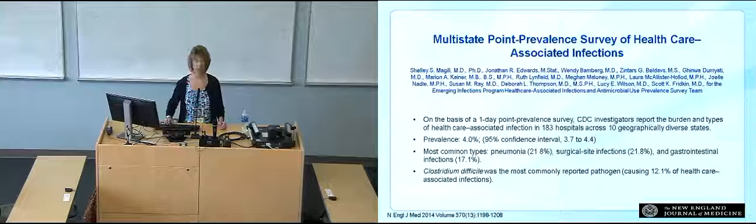And then this is one of those point prevalence surveys, and these tend to get a lot of attention. So this was a one-day point prevalence survey going into 183 hospitals across our 10 sites, looking at the prevalence of healthcare-associated infections, and they found that it was 4%. They also identified the most common types of infections: pneumonia, surgical site infections, GI infections, and the most common infection, which was C. diff.